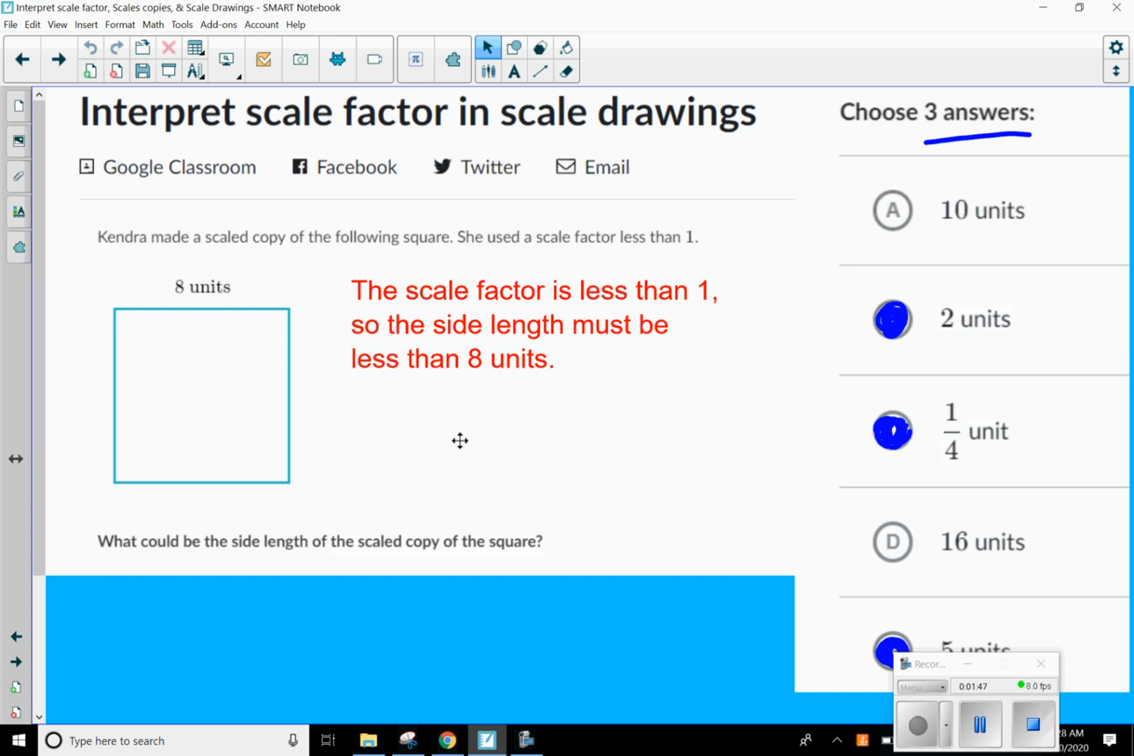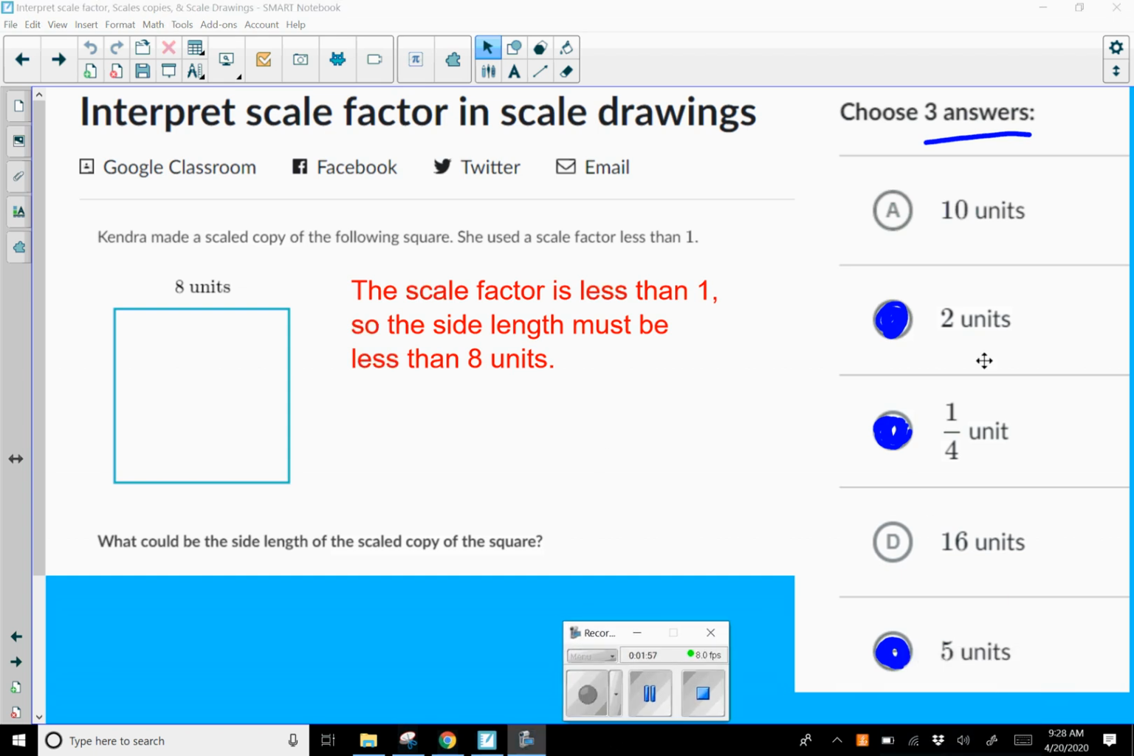So if the scale factor is less than 1, then it means that your scaled copy of this figure needs to have sides that are less than 8 units. So taking a look at your answer choices, the 3 that would work would be B, C, and E, because those are all less than 8 units.